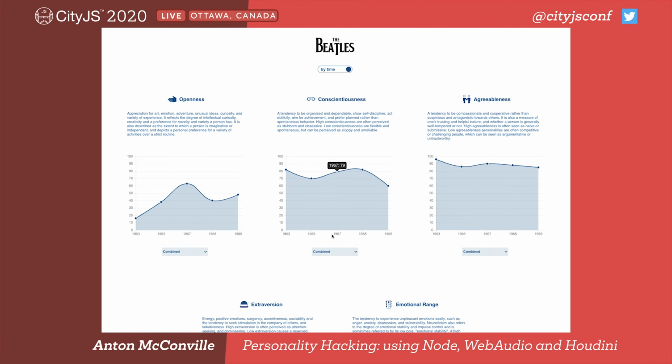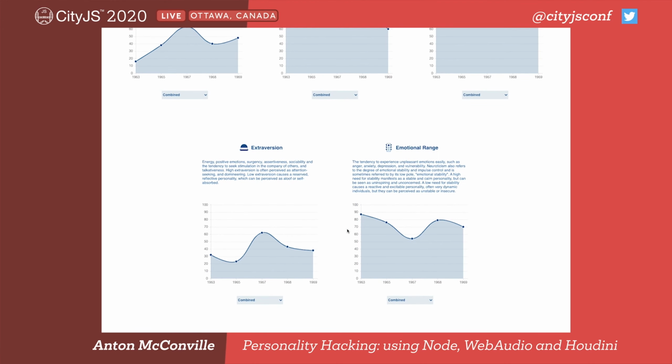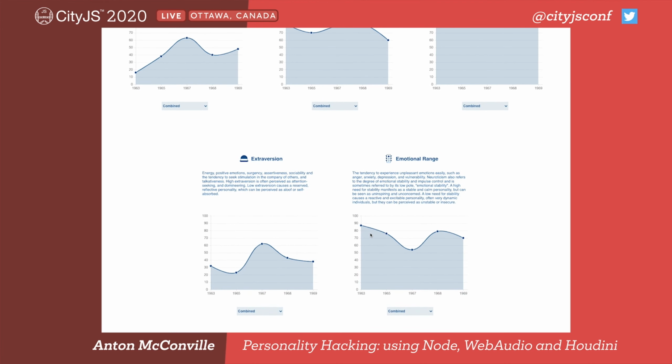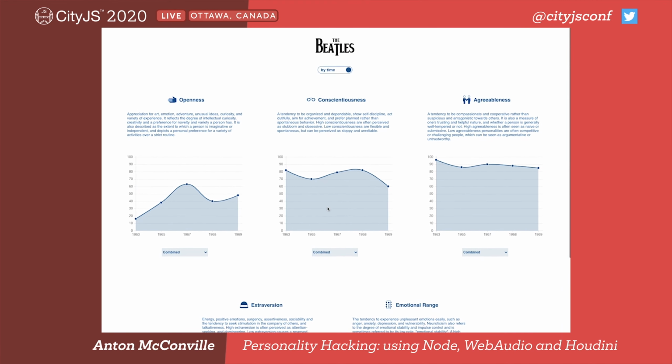And again, looking at the timelines of the Beatles, you can see the emotional range dips for the psychedelia era and climbs again as they progress through. And openness peaks at the psychedelia era, so their creativity is at its peak at that point. Again, I'm going to blog more about this project.